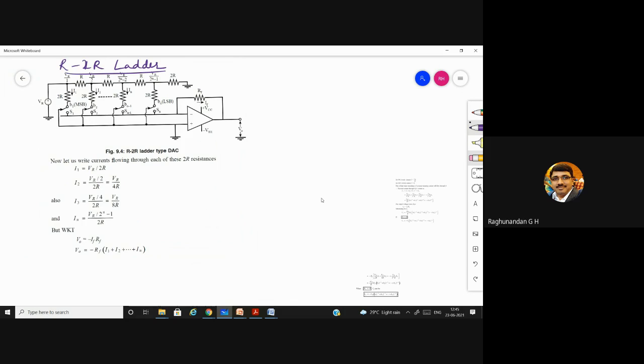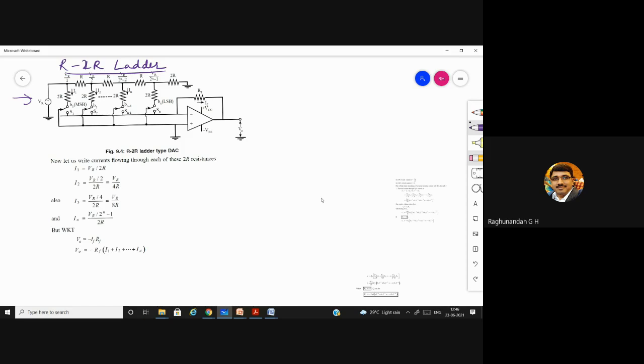In the R-2R ladder type DAC, when you look in from this side, it has common resistors 2R, 2R, 2R, 2R like that, and when you look in from this side, it looks like a ladder fashion. That's why we call it the R-2R ladder. Since it looks like a ladder, we call it a ladder type DAC.